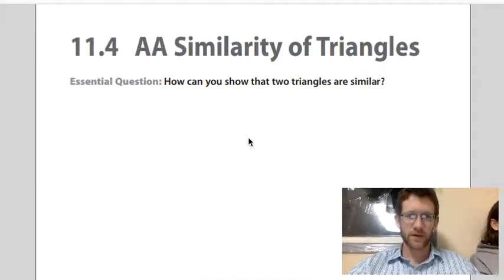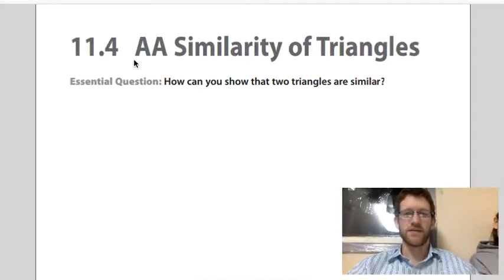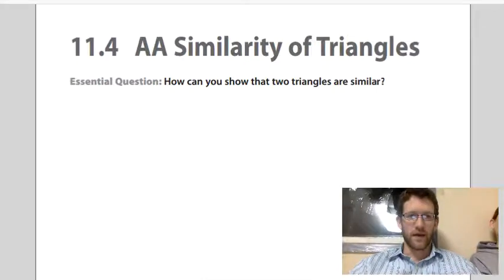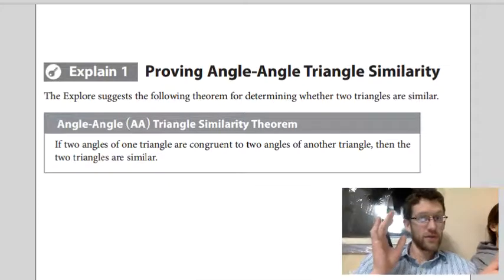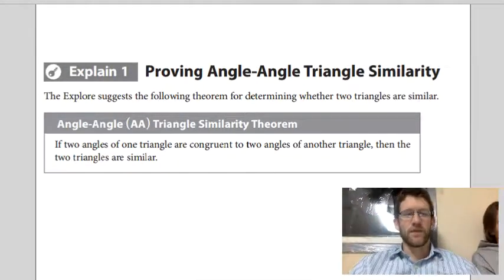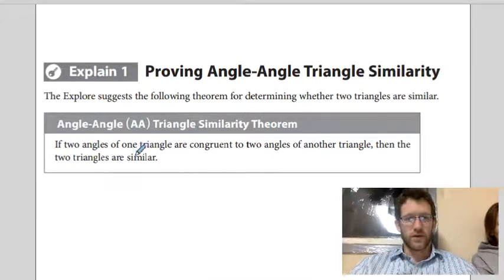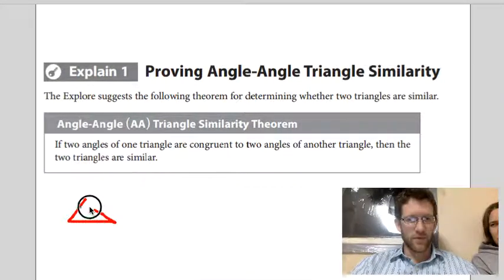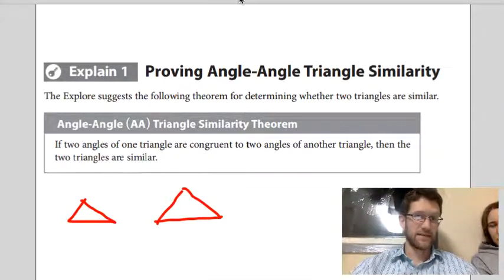AA similarity. So by now you should figure out that AA stands for angle angle, and it has to do with similarity. In fact, it's a similarity theorem just like our triangle congruence theorems, except it's just similar. Basically it says that if we have two triangles and two of the corresponding angles are congruent, then we can say that the triangles are similar. What's the difference between similar and congruent? Remember, similar triangles have the same shape, but they might not be the same size.